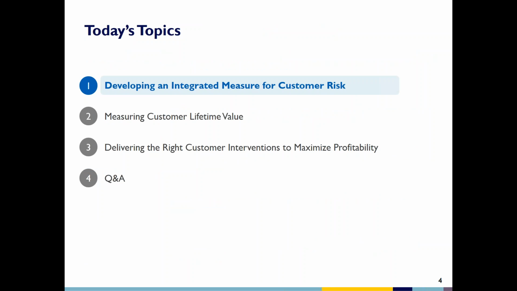And just to give you a lay of the land, first we're going to talk about measurement of risk, how to develop an integrated measure of customer risk, how to measure customer lifetime value, and then most importantly, how to deliver the right customer interventions to maximize profitability. And finally, we'll open it up for questions.